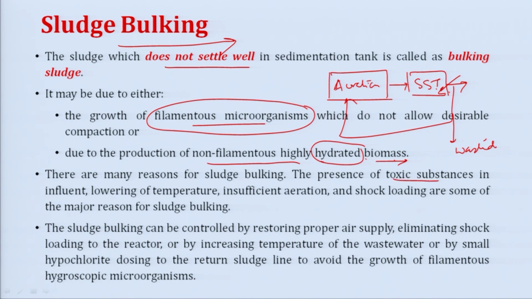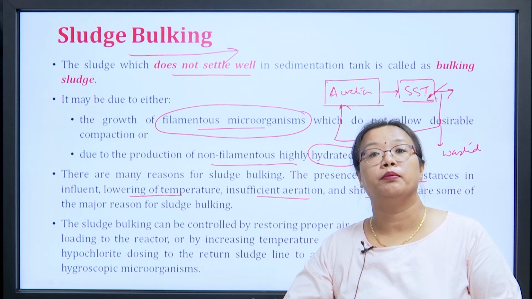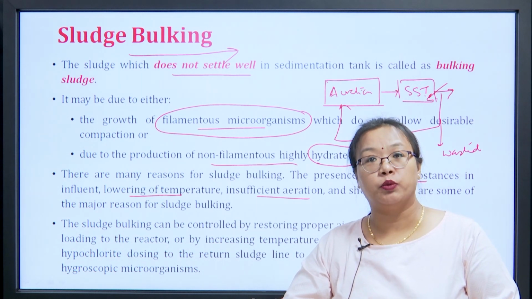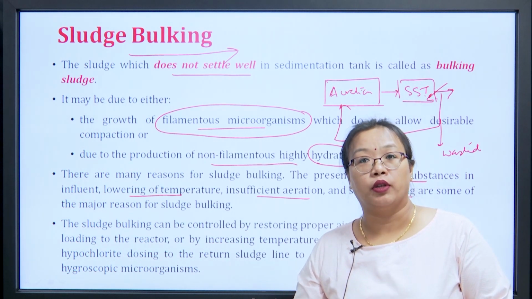The presence of toxic substances in influent, lowering of temperature, insufficient aeration, and shock loading are some of the major reasons for sludge bulking. For example, if your influent has some toxic material or toxic chemical, it can cause this, right. Then if it becomes cold, for example, ASP is a biological process, it is completely dependent on the microorganisms, and microorganisms grow very well at comparatively higher temperature. In cold places like European countries, this ASP and all these things may not work, they have to do something else, some temperature has to be maintained. If your waste water is completely frozen, then this is not going to work, right?